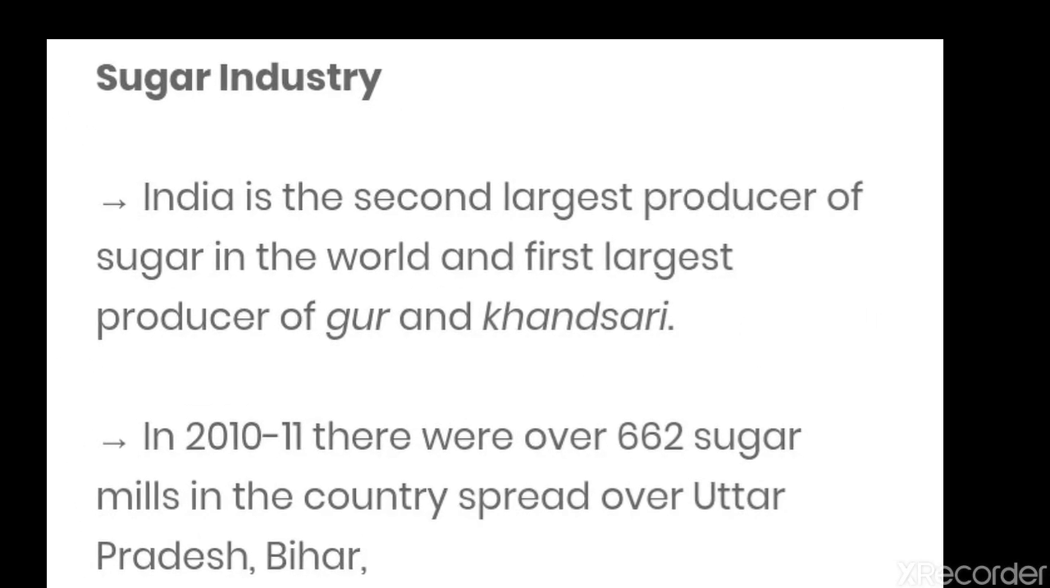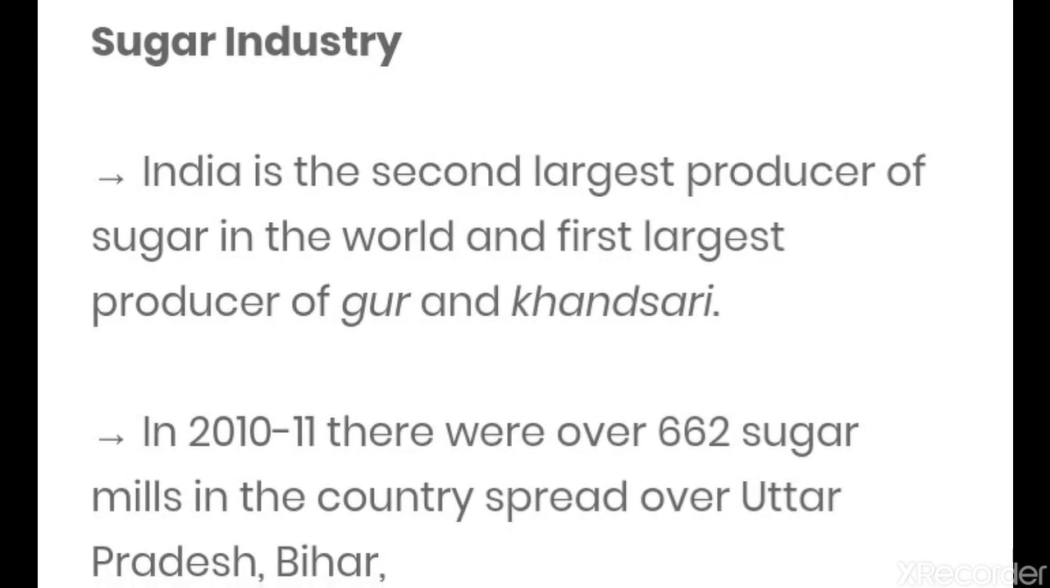The last agro-based industry that we are going to discuss is the sugar industry. India stands second as the world producer of sugar, but occupies the first place in the production of gur and khansari. It occupies the second place in the world in the production of sugar. But when it comes to the production of gur and khansari, India occupies the first place.